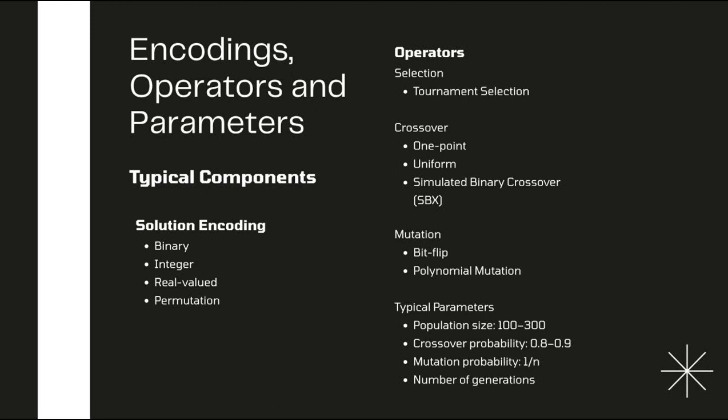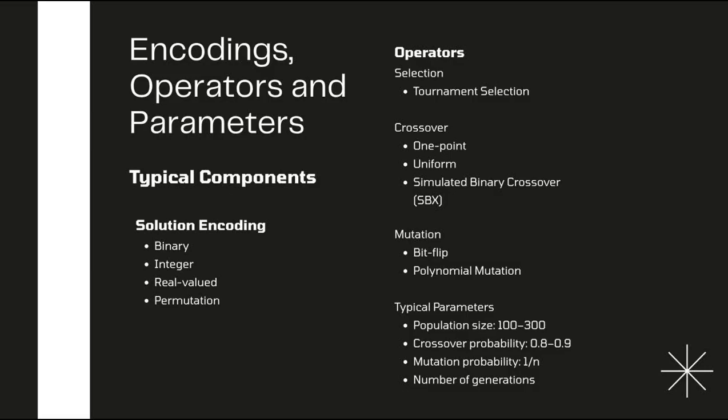Now, let's look at the typical components used in the multi-objective evolutionary algorithms. First, we have solution encoding depending on the problem. A solution can be represented using binary, integer, real valued, or permutation encoding. Then we have the genetic operators.